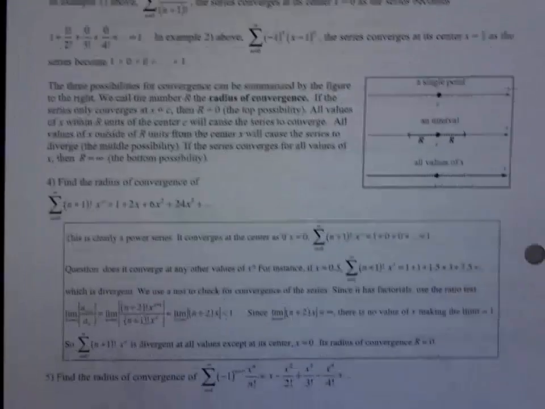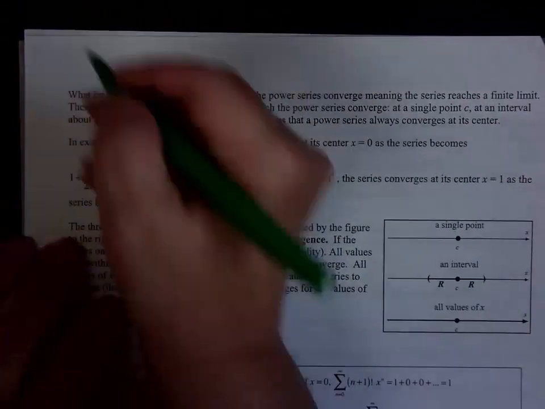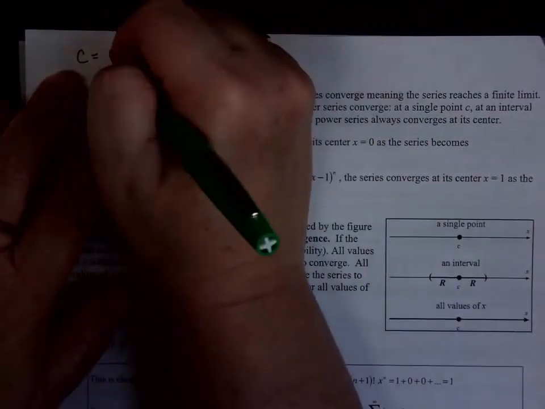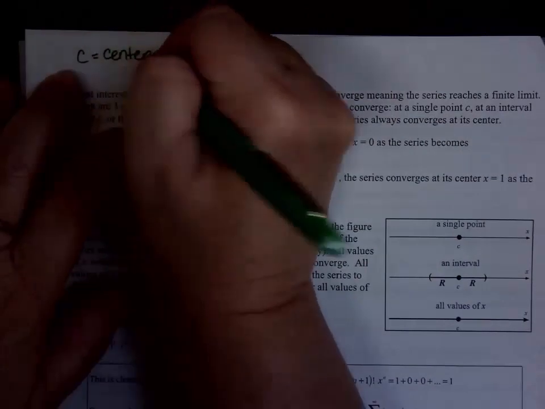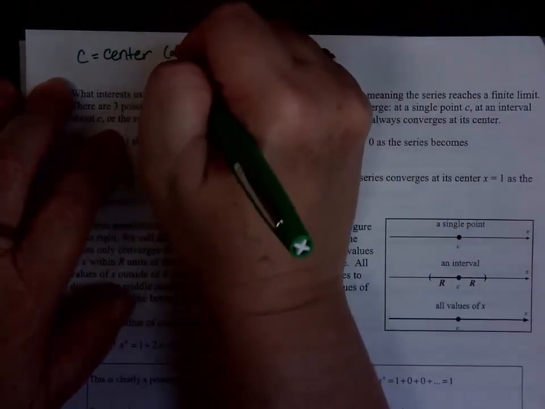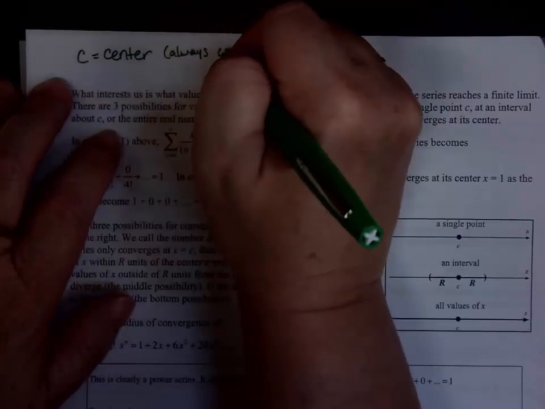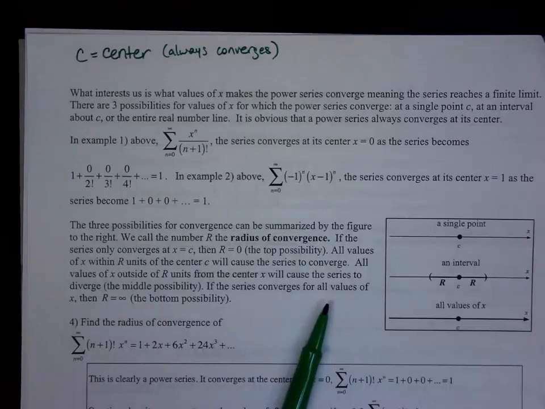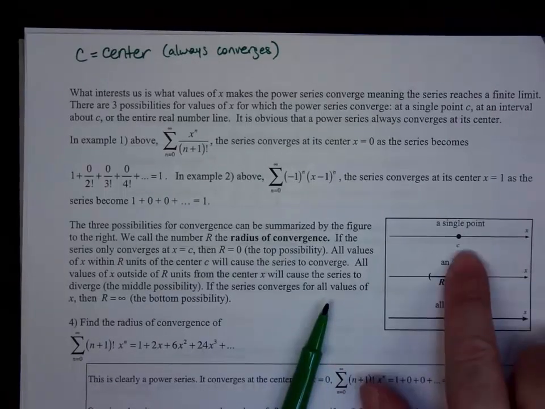All right. Now, there are some terms that we need to be familiar with. We already talked about one of them. C, write this at the top for me. C is the center. And that is the number that's in the problem with x. And it always converges at the center. So you are guaranteed it's going to converge at C every time. Always. But sometimes that'll be the only point. So that is the scenario in this box over here. The only point of convergence is C, and that's possible.